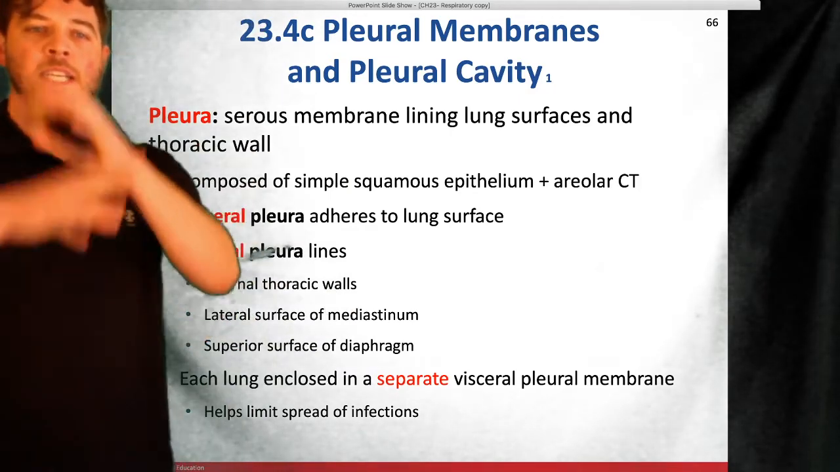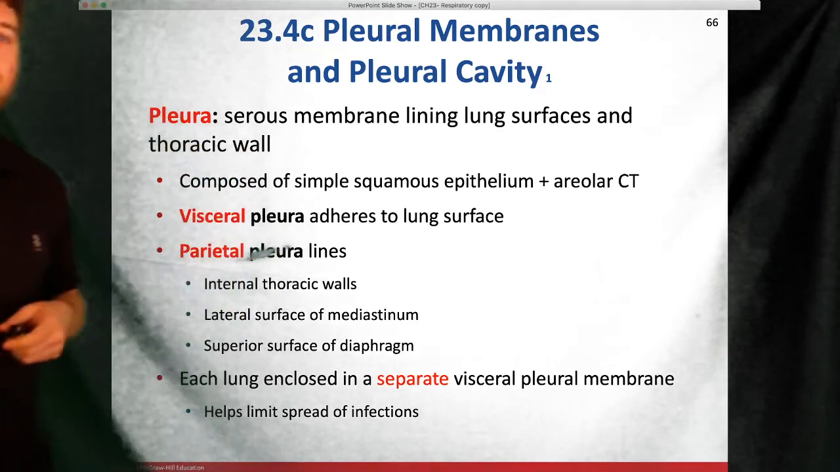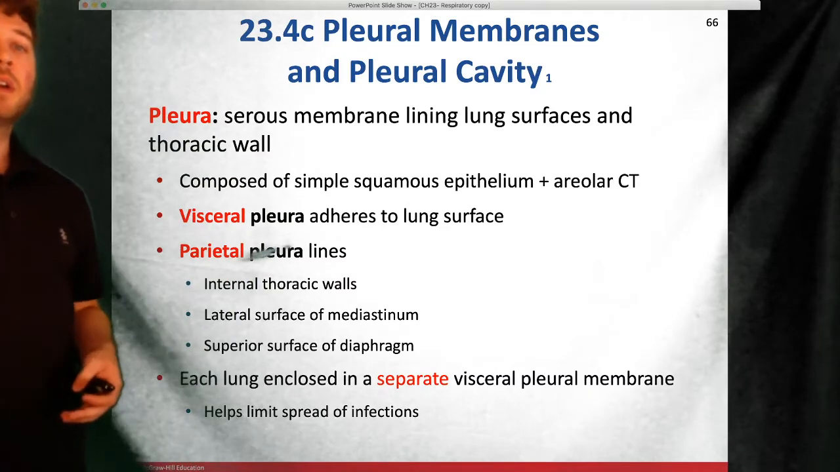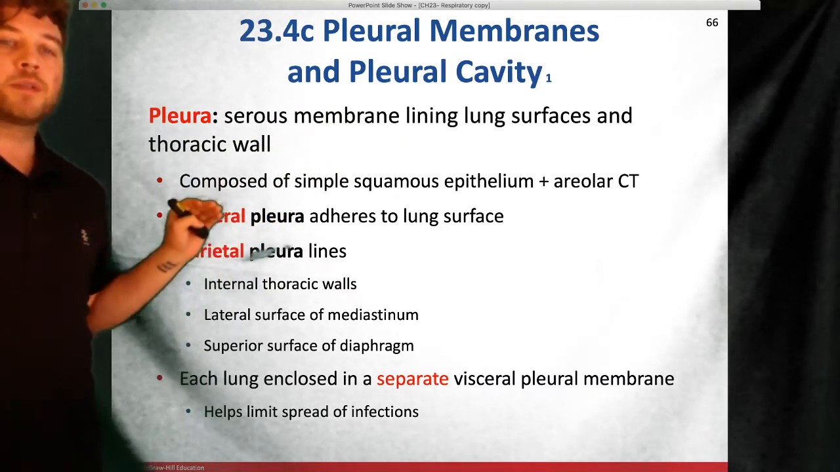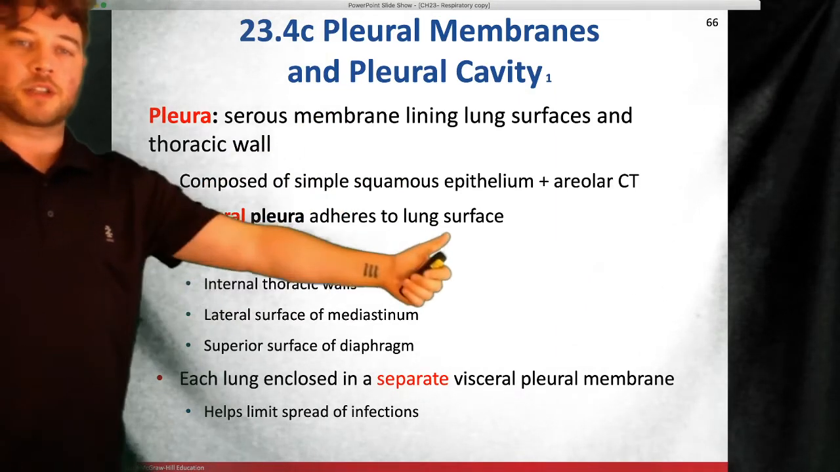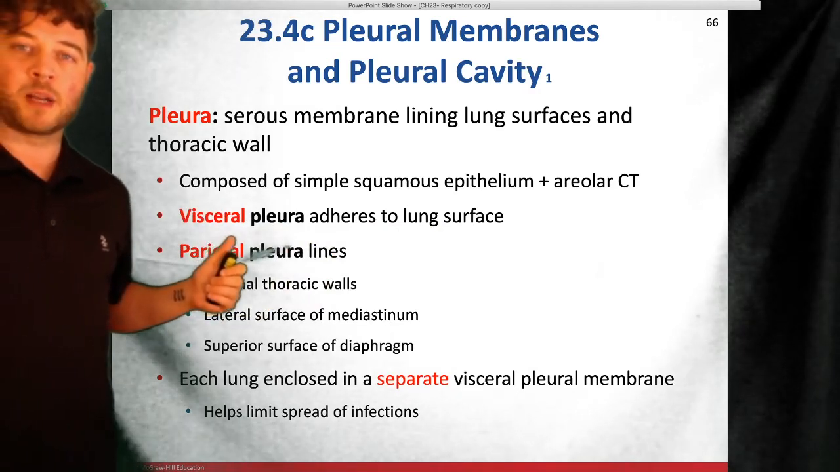And the pleural cavity is just the space that your lung sits in. You have two pleural cavities because they are separate from each other. It's composed of simple squamous epithelium. You have a visceral and parietal pleura. The visceral pleura is going to adhere to the lung surface. Viscera, visceral, lung, like when we did the pericardium of the heart.